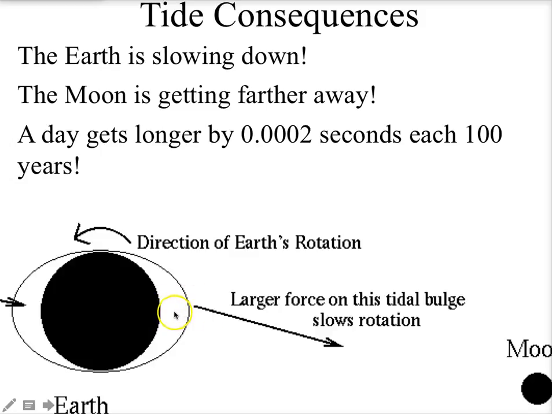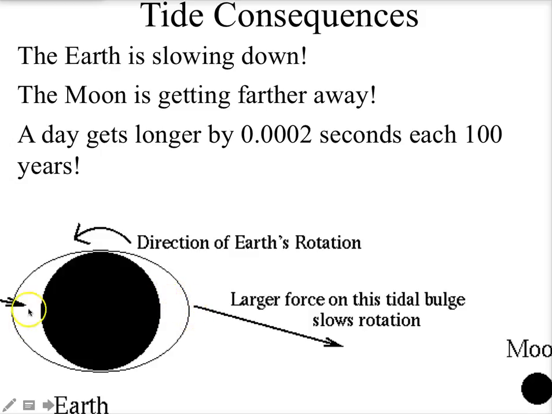Because here's where the bulge is, and here's where the moon is, we're going to set up a torque. And so there is a tendency for this amount of water here to cause a torque to twist the Earth in this direction. Over on this side, there's going to be a torque to push the Earth around this way, to speed it up. So this one would slow it down, this one would speed it up. And since the force due to this water is closer to the moon, it's going to be stronger. And this side is going to be weaker. So the stronger torque is going to cause the Earth to slow down.